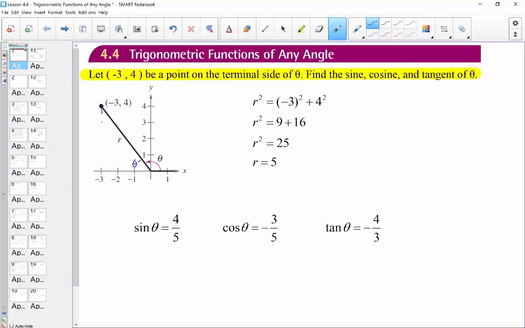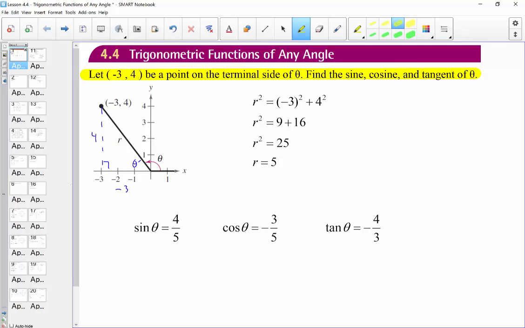Now we can go ahead and form a right triangle, and then label the sides of the triangle that we know. Because the coordinate is (-3, 4), we know that the base of the triangle is -3, and the height of the triangle is +4. Next, we need to find the hypotenuse of the triangle.